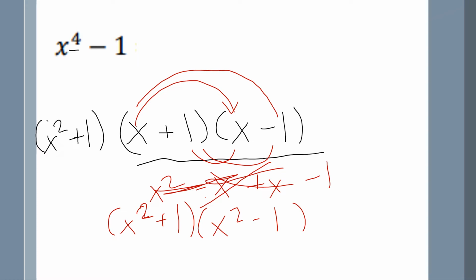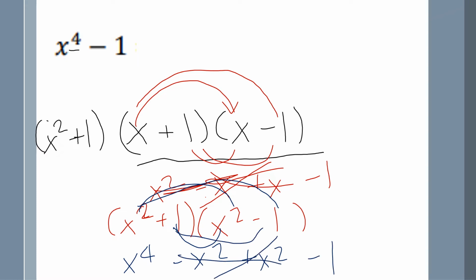Don't forget, this is how I want you to always check your work. So x squared times x squared, that's x to the fourth power. x squared times negative 1 is negative x squared. 1 times x squared is positive x squared. 1 times negative 1 is negative 1. And when I cancel that, I'm left with x to the power of 4 minus 1. And that's how you check your work.